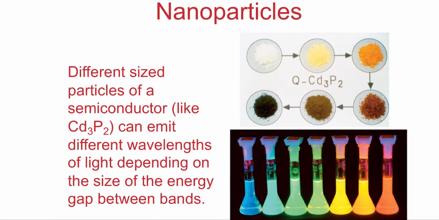Okay, so up here I've got the cadmium phosphide. On the macro level it looks black. That's the end of the arrows. The band gap is small and it absorbs most of the visible light, and it's actually black.